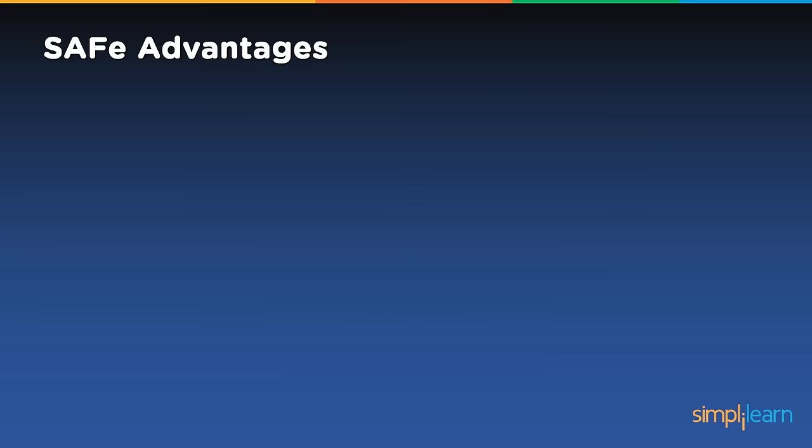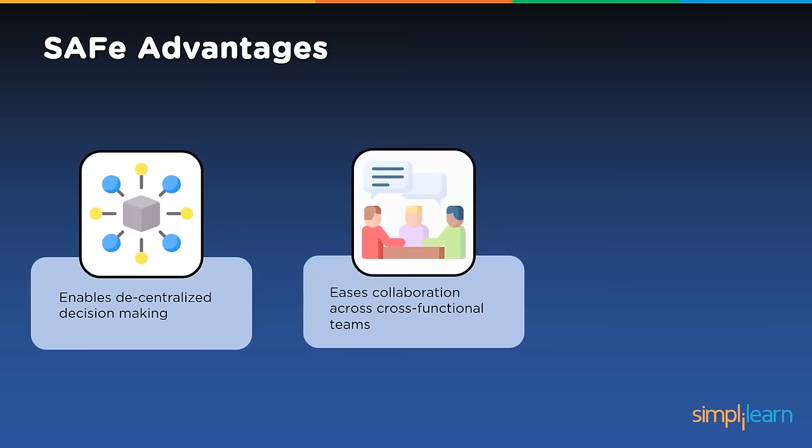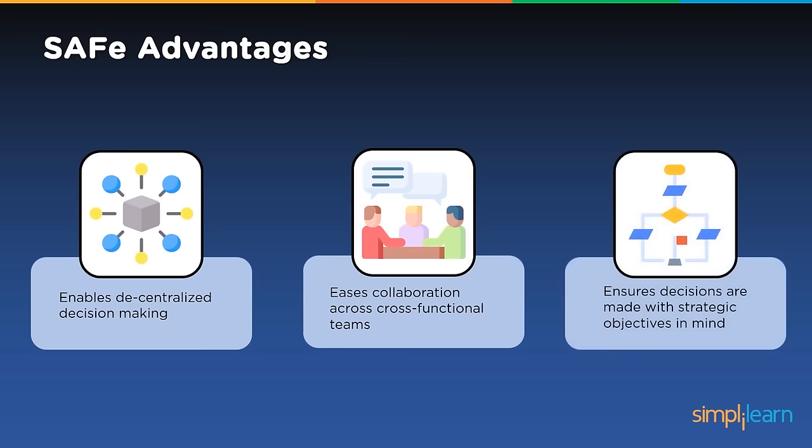So advantages and disadvantages of SAFe. So advantages involve enabling decentralized decision making. It eases collaboration across cross-functional teams. It ensures decisions are made with strategic objectives in mind.